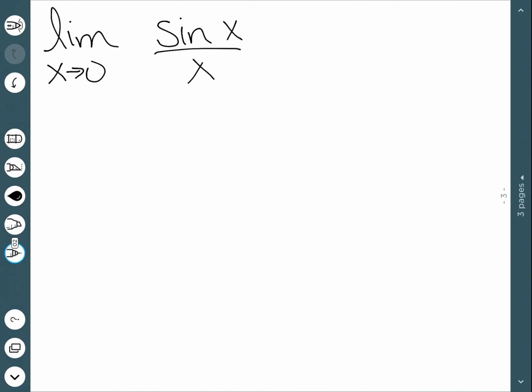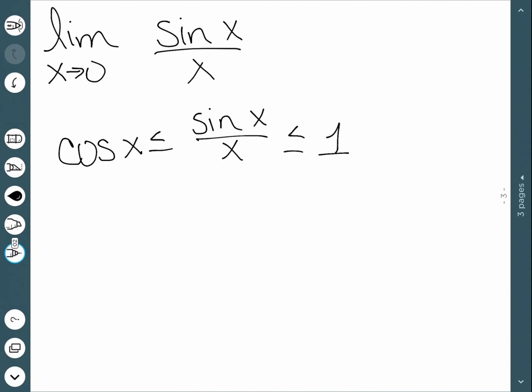Now let's look at the limit of sine of x over x. This one's a little bit trickier. However, we're going to assume that we know cosine of x is less than or equal to sine x over x, which is less than or equal to 1. And in fact, this is true. I'm not going to outright prove it here, but it is a known fact.